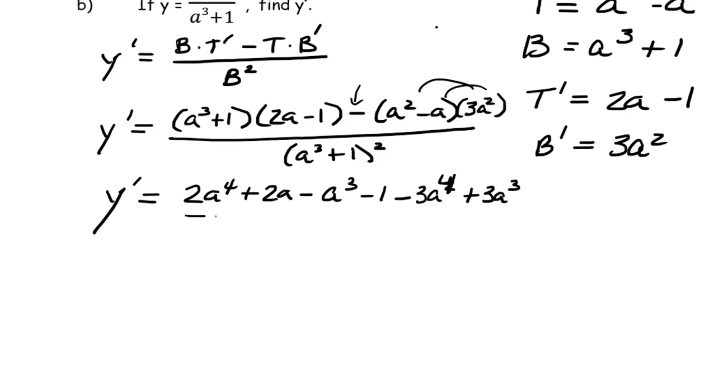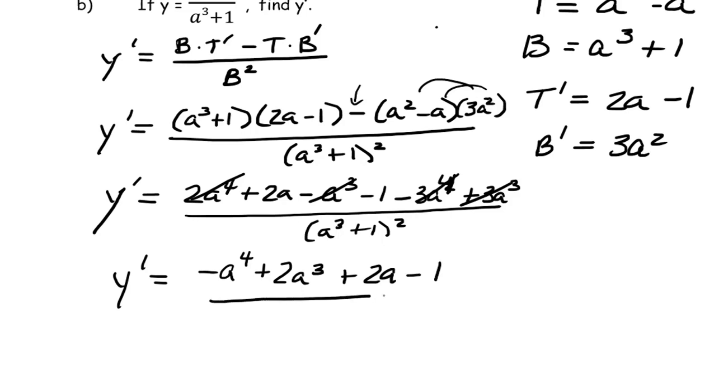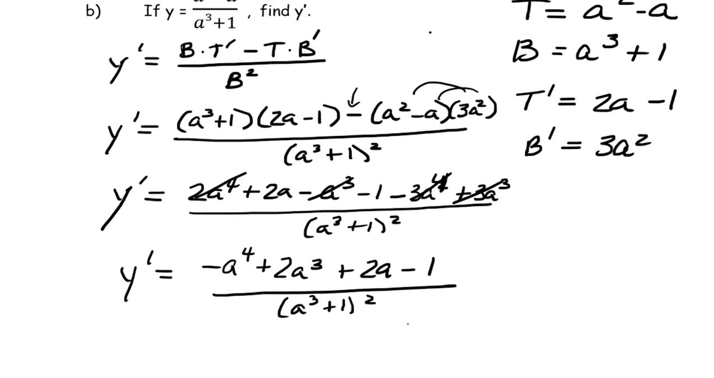And so we can combine like terms next. So this is going to be y prime equals 2a to the 4th minus 3a to the 4th, which is negative a to the 4th. Negative a cubed and positive 3a cubed is positive 2a cubed. And then we have plus 2a, and then we have minus 1. And this is all over a cubed plus 1 squared.